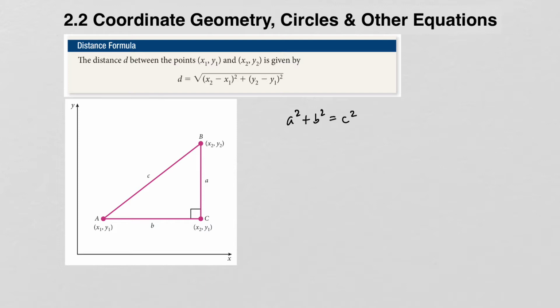Well, A and B are simply vertical and horizontal distances. So if you look at A, for example, A is the distance between here and here. And that is a vertical distance which can be measured by subtracting the y-coordinate of the top point and the y-coordinate of the bottom point. So that's just y2 minus y1.